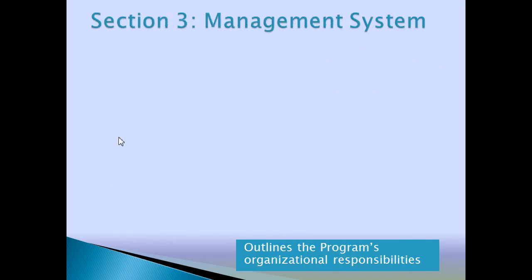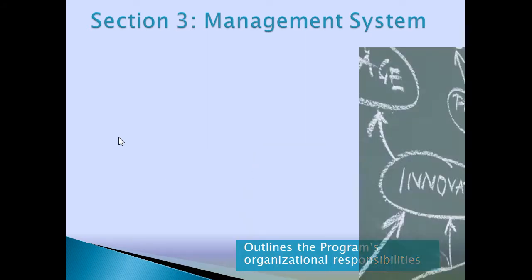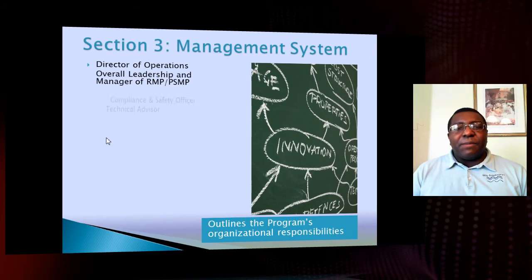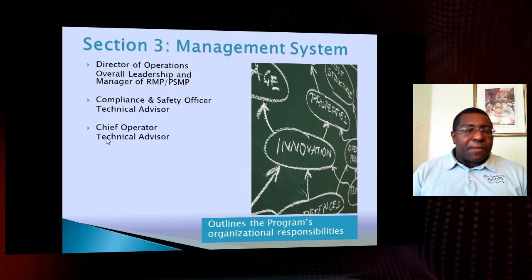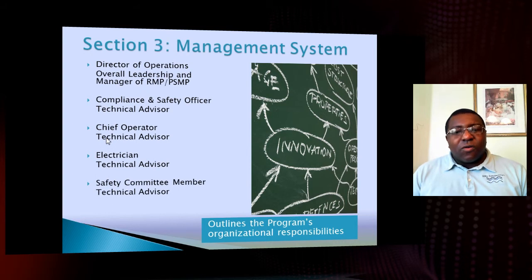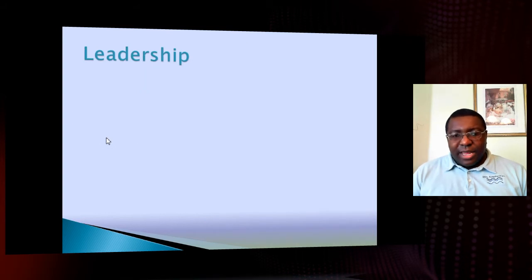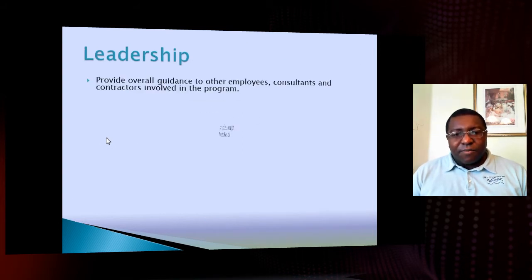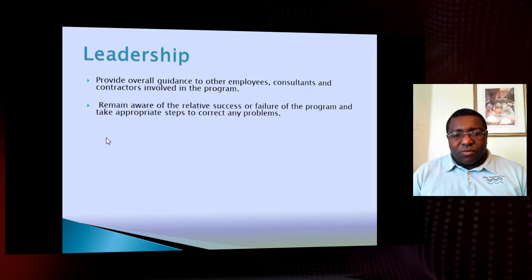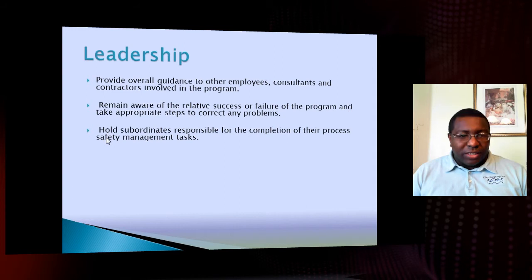Section 3 is your management system. Every good program has to have an effective management system, and this is your organization, what your responsibilities are. So who your key people are. You can have a director of operations, executive director, your chief operator, compliance. You make a list. Who is in your management system? And then after your leadership, your management system, when you list that, you're going to determine what each person's role is.